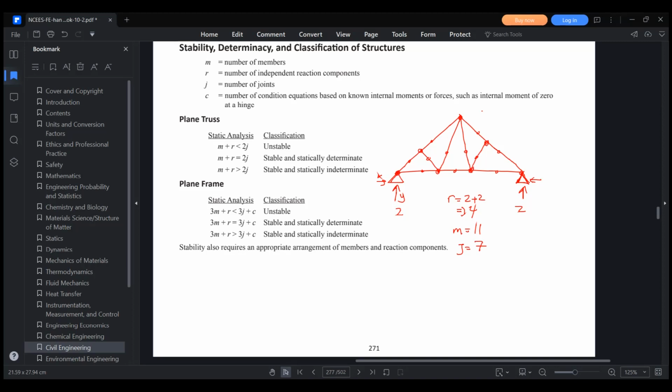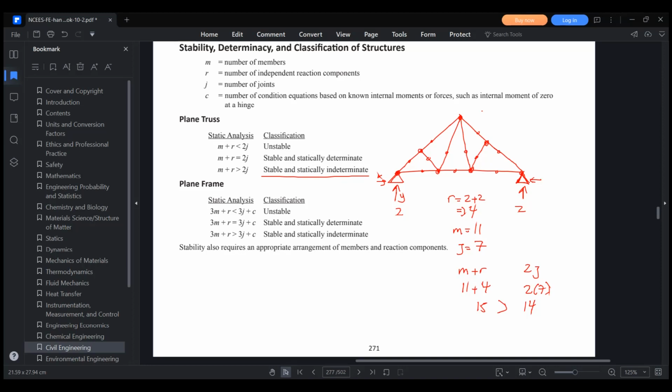Let's apply the formula here: m plus r, 11 plus reactions 4, 2 times 7. So what do you get? 15. Is it more than 14? Definitely. So that means this truss is stable and statically indeterminate.